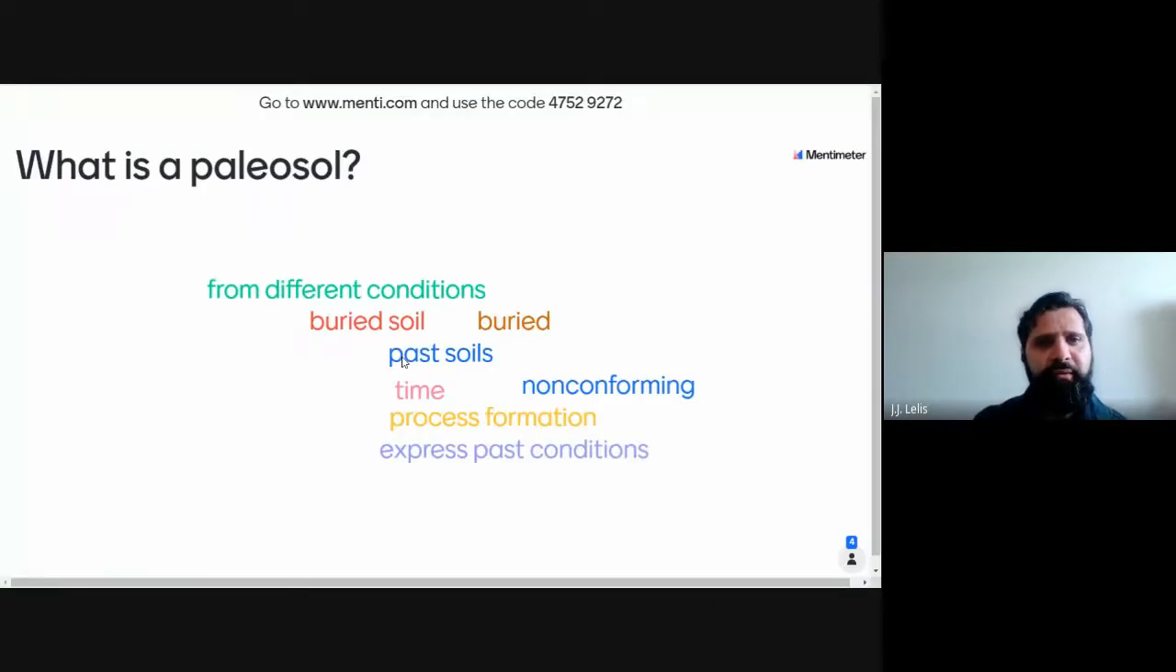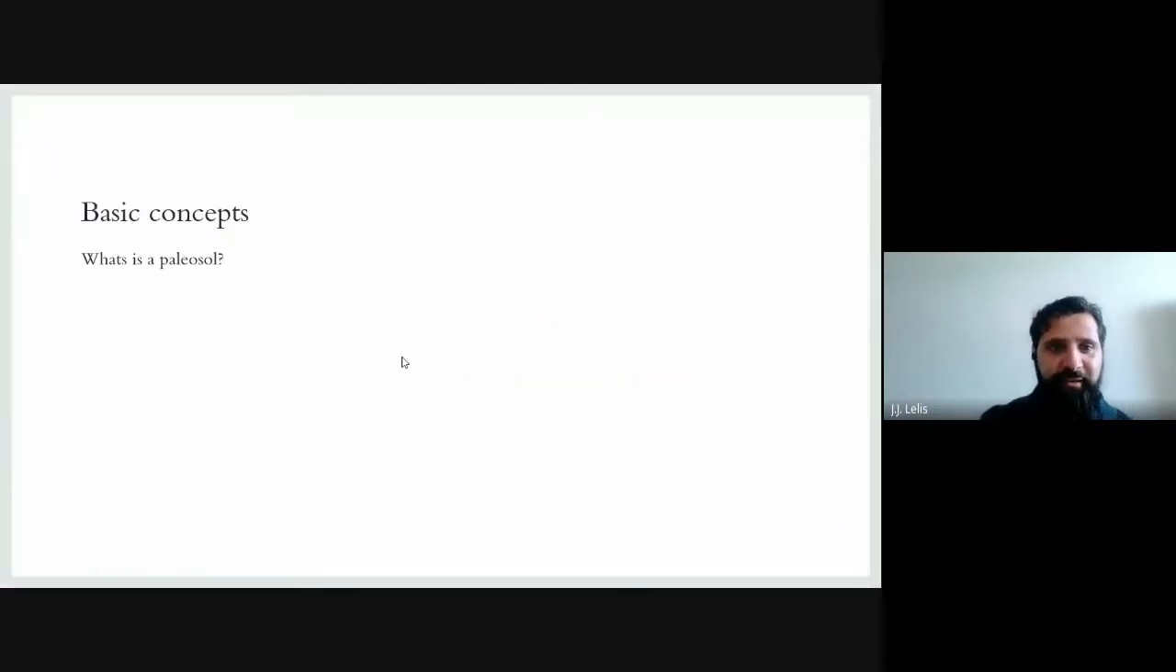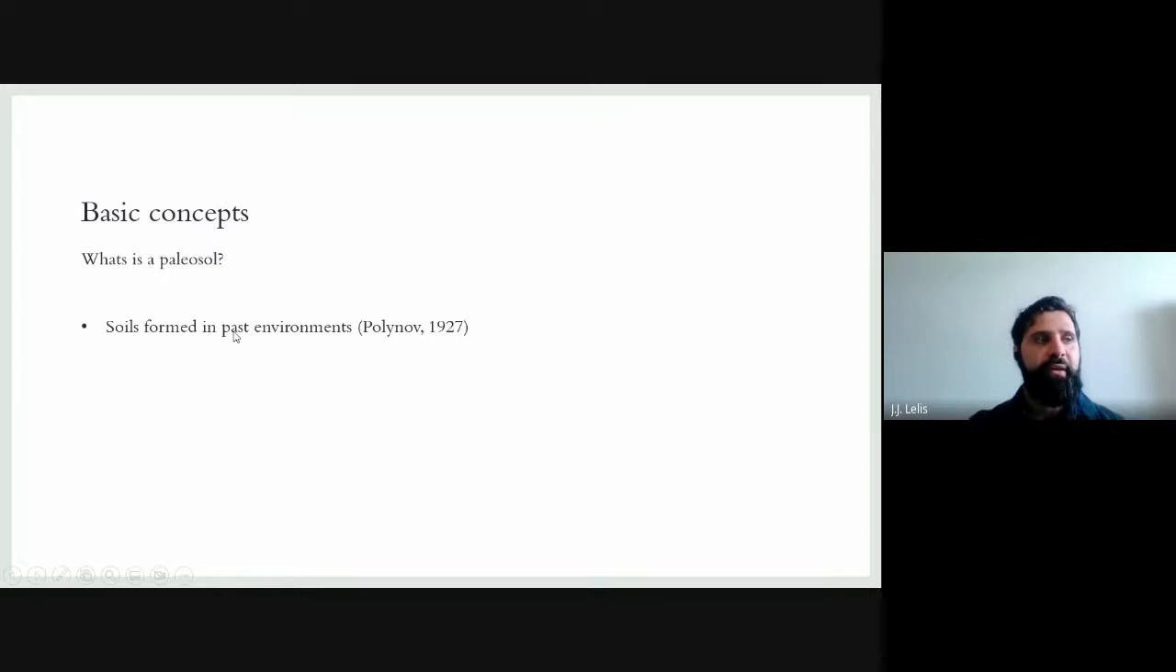Maybe the definition of what a paleosoil is was easier, or we even agree more on what a paleosoil is than on what a soil is. It's quite easy to see that, and funny to see that. So I present here some definitions, okay? The first definition of a paleosoil is by Polynov. This is the first time that we saw the term paleosoil in a book, and he defined it as soils formed in past environments, with past conditions, and this means conditions different from actual conditions, okay?